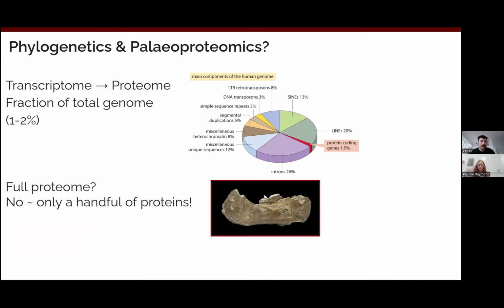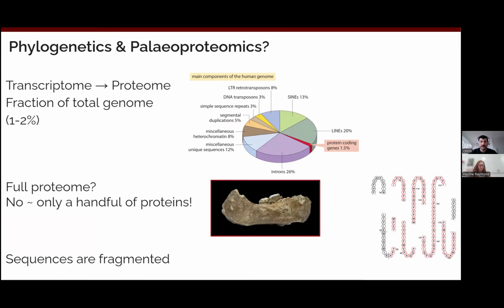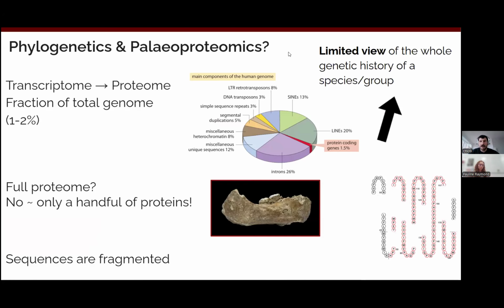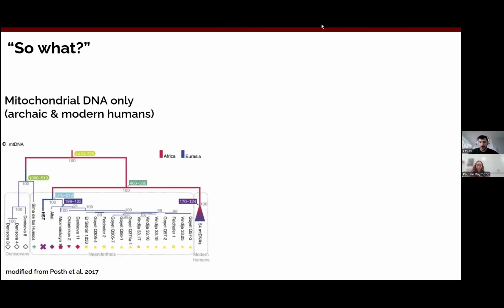Additionally, we never get to work with the full proteome. We usually get a handful of proteins, usually from teeth or bones. And even then, those sequences tend to be very fragmented, with a lot of missing data due to degradation. This means that we have a very limited view of the whole genetic history of a species or of a group that we're studying. And you may say, so what? It's better to get some information than to not get any data at all. And I would probably agree with you.